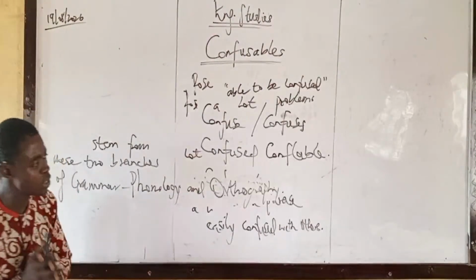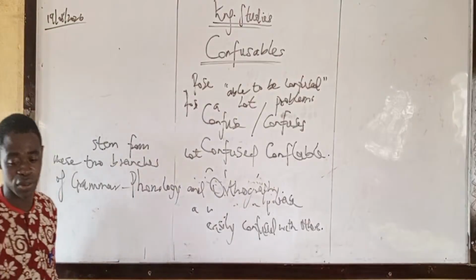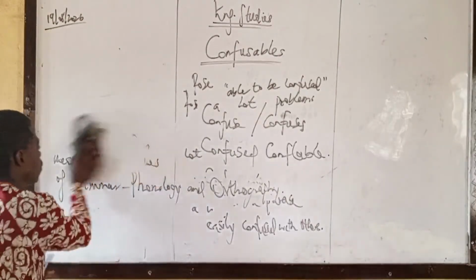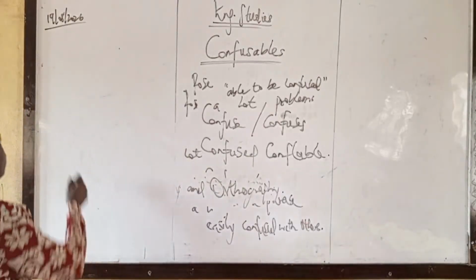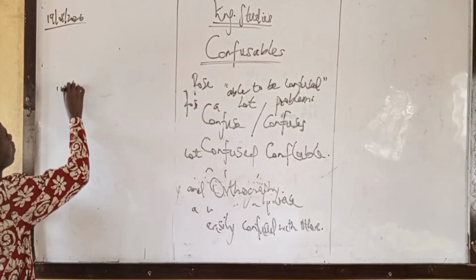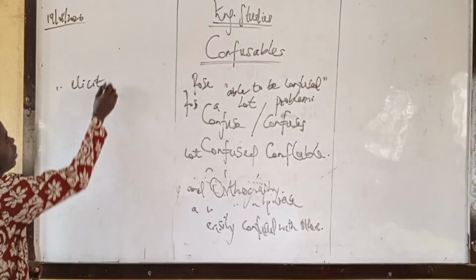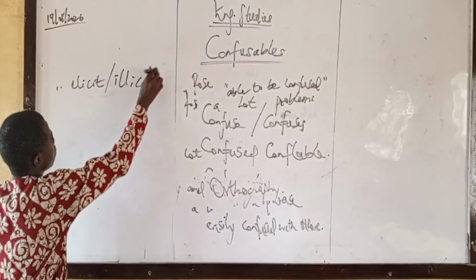Let's start. The following are some confusables in English. Number one, illicit versus illicit.